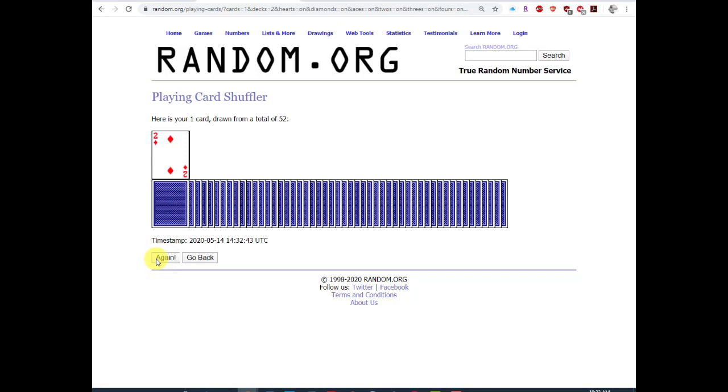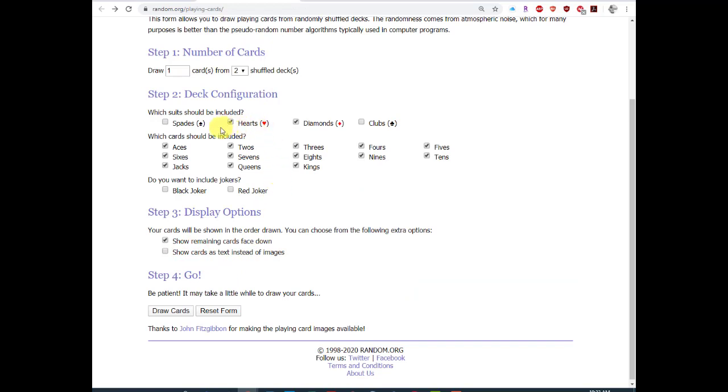Does something seem strange? Well, if you notice here, what did I do? Here it says which suits should be included. I just told it to include hearts and diamonds, and I happened to use 2 decks instead of 1 so that I would trick you into actually thinking it was 1 deck of cards. Okay, now I'm going to go ahead and do things correctly.